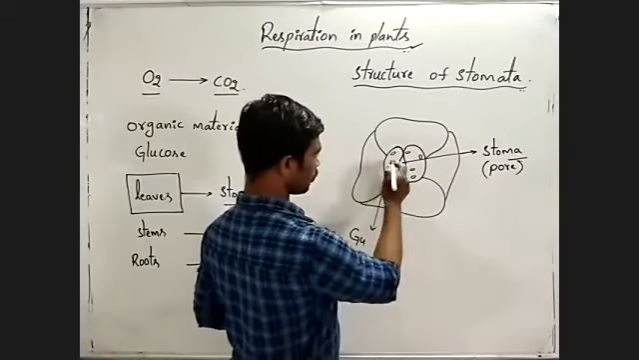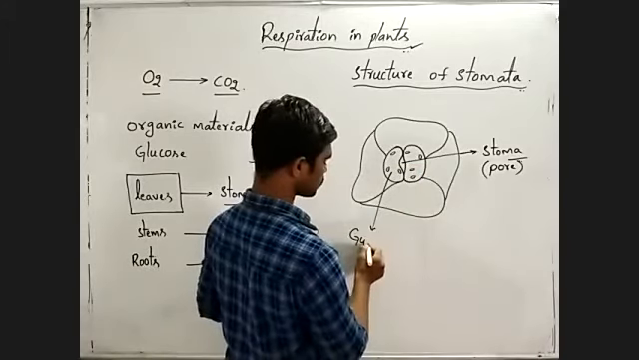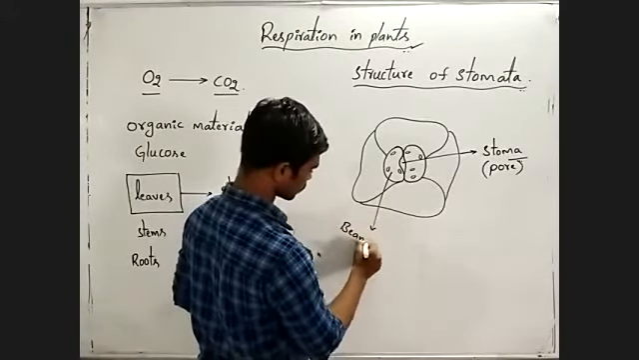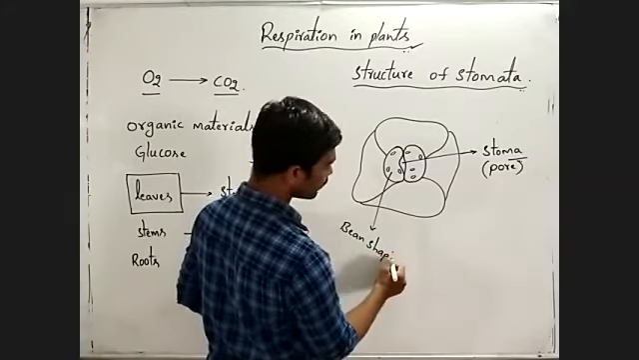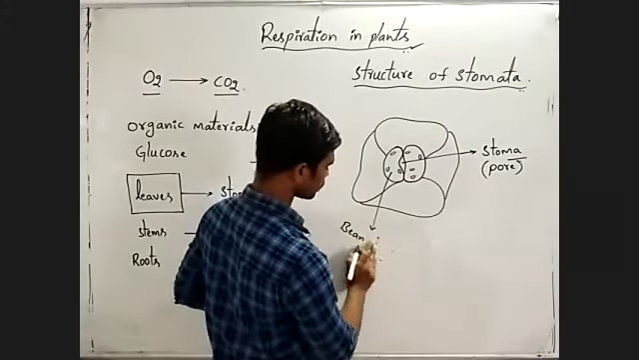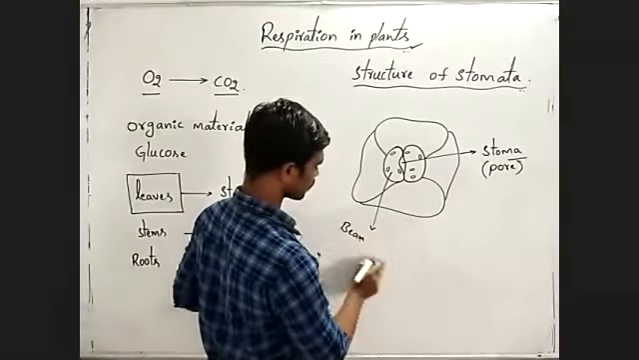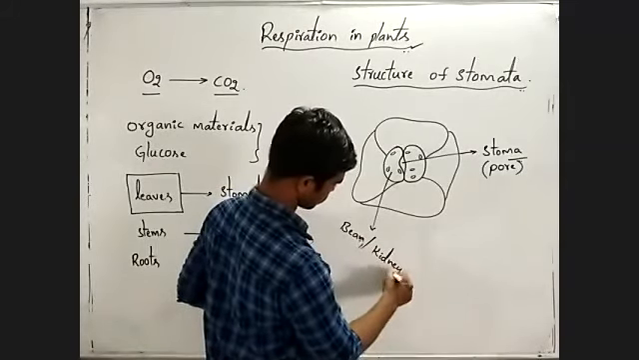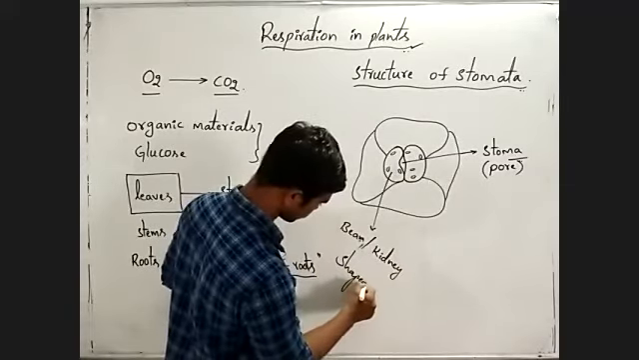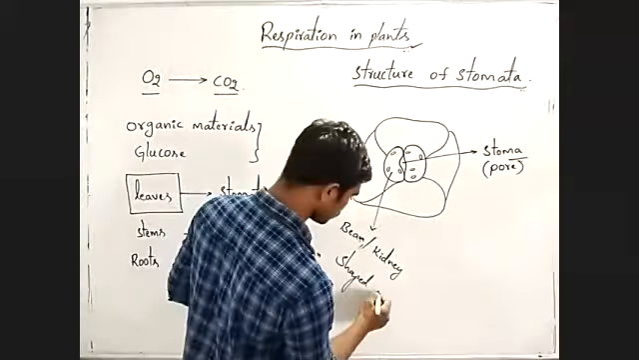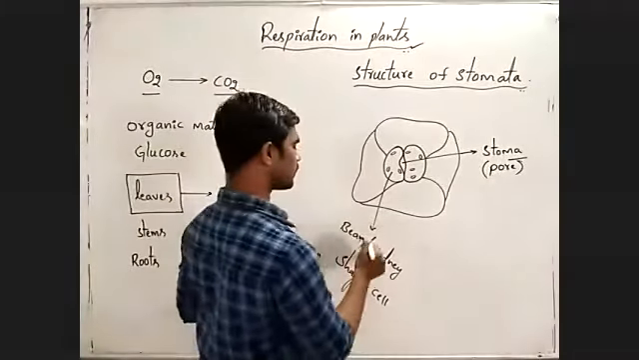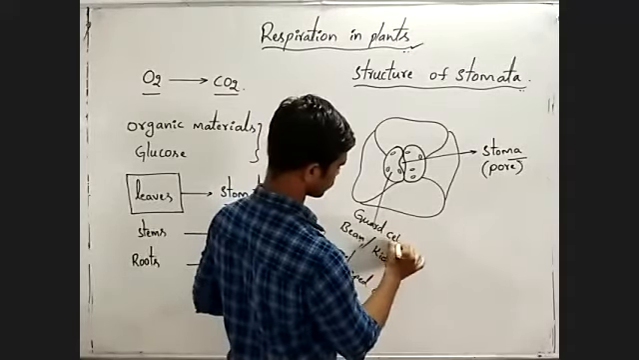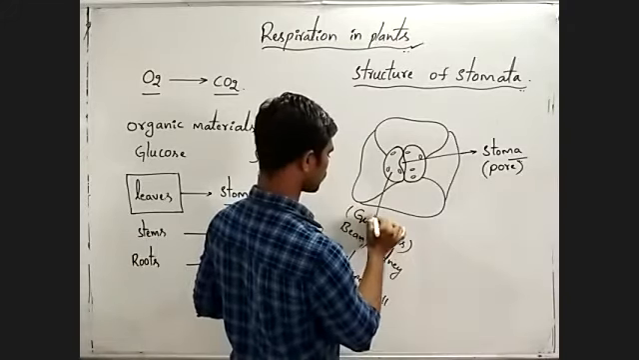Usually they are called two bean-shaped or kidney-shaped cells. These are actually called guard cells.